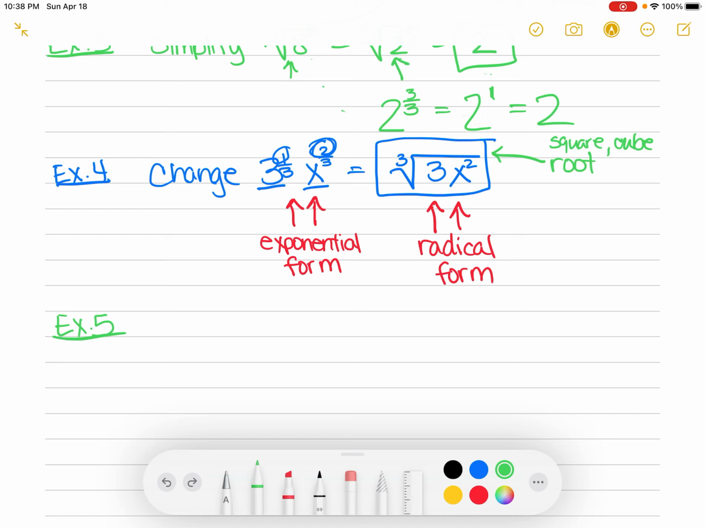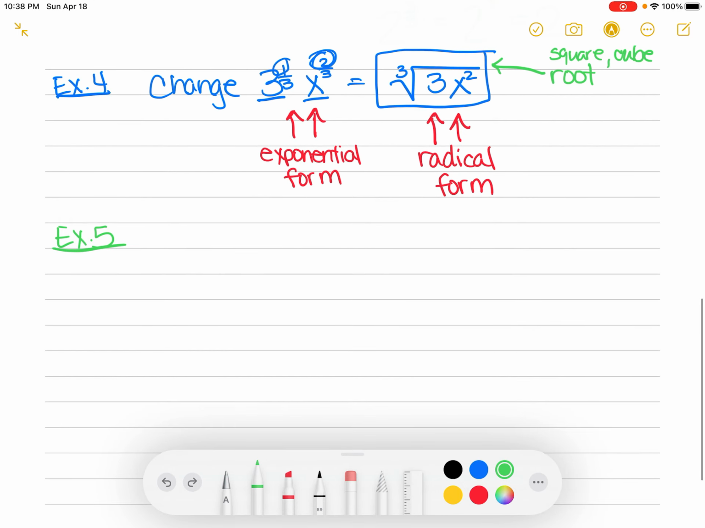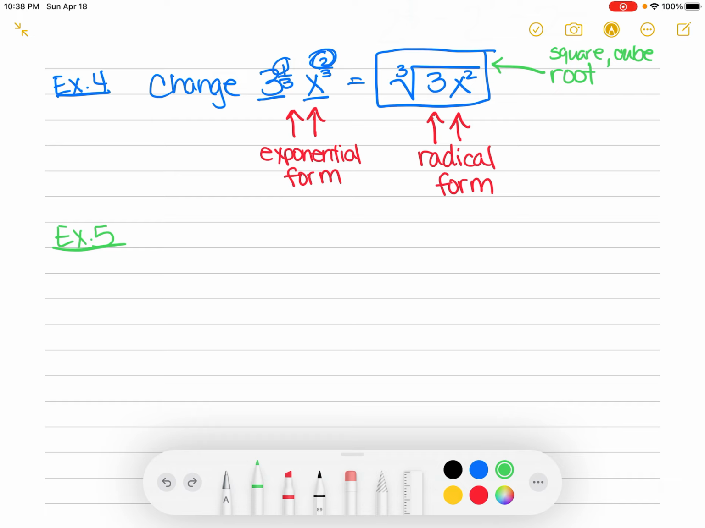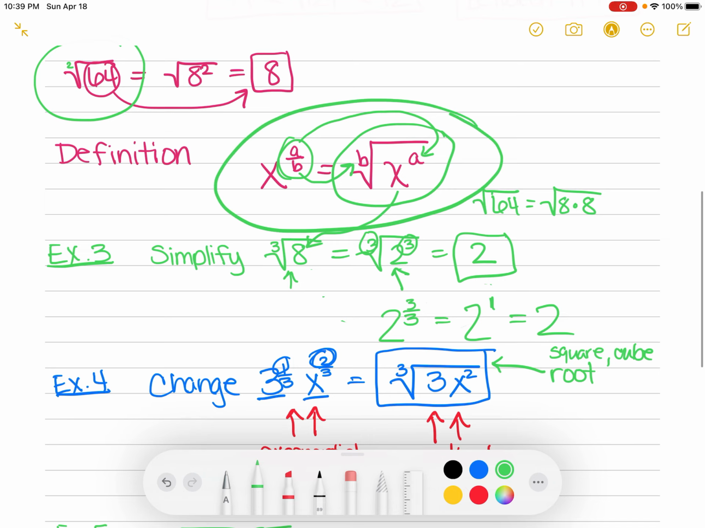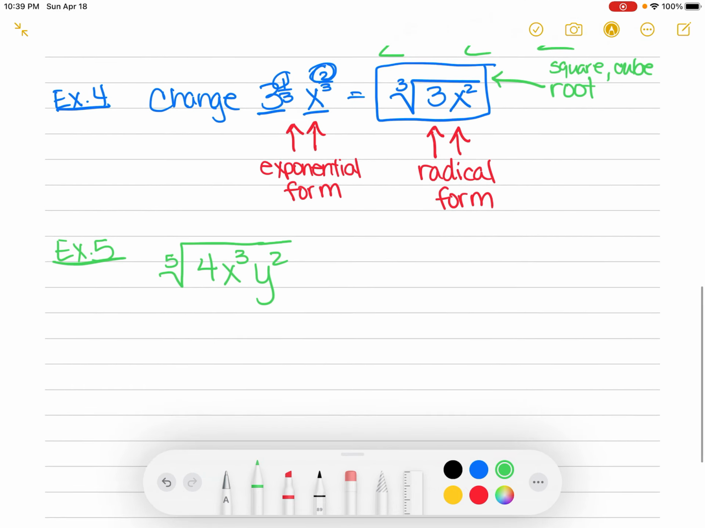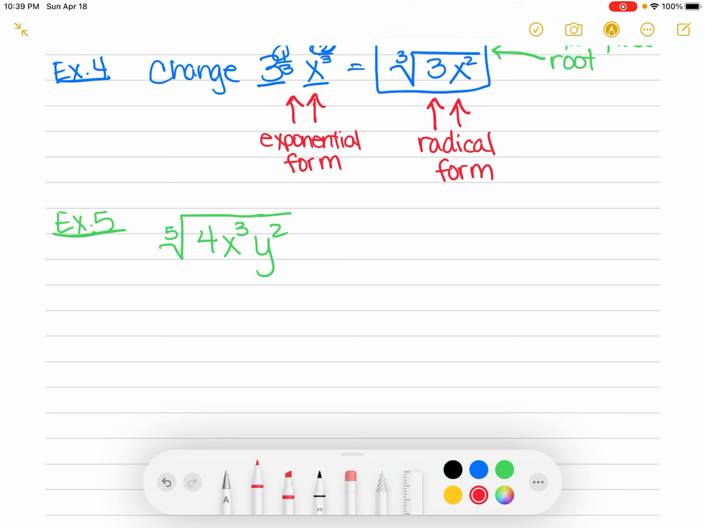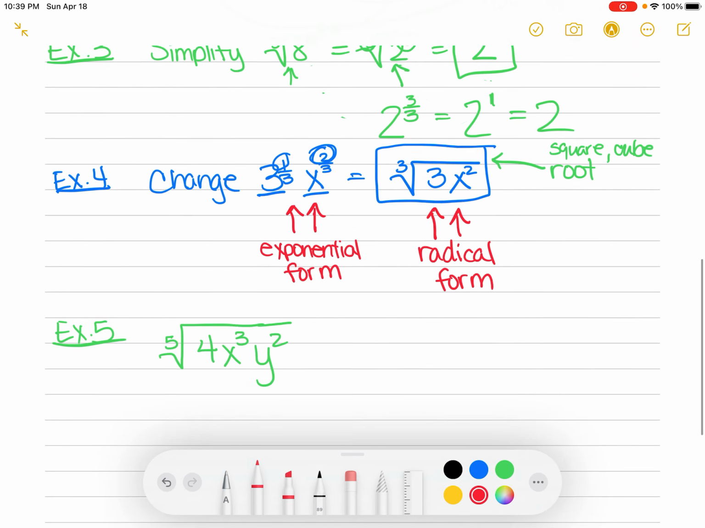Okay, so let's go to example 5. And example 5 says, and leave that up there so y'all can see that, to change this to exponential form. So here's the problem. I write it kind of big. It's the fifth root of 4x to the third, y to the second. Okay, so super easy. If you have this part way up here, this part down in your head, this is super easy. Okay, so I'm going to rewrite that over here on the side just so that I don't have to keep scrolling up and showing y'all.